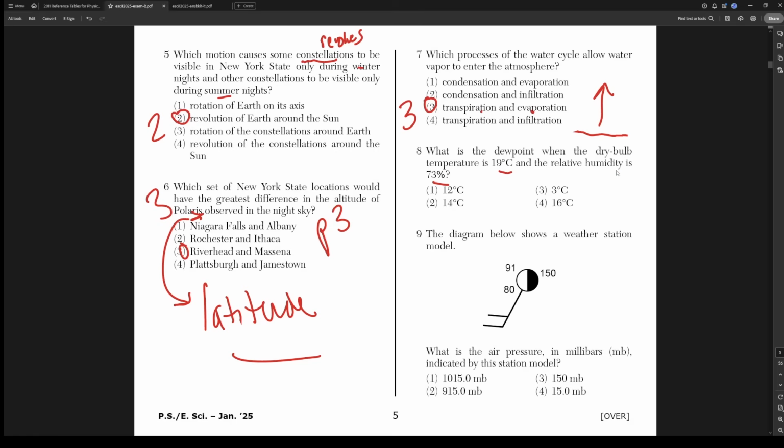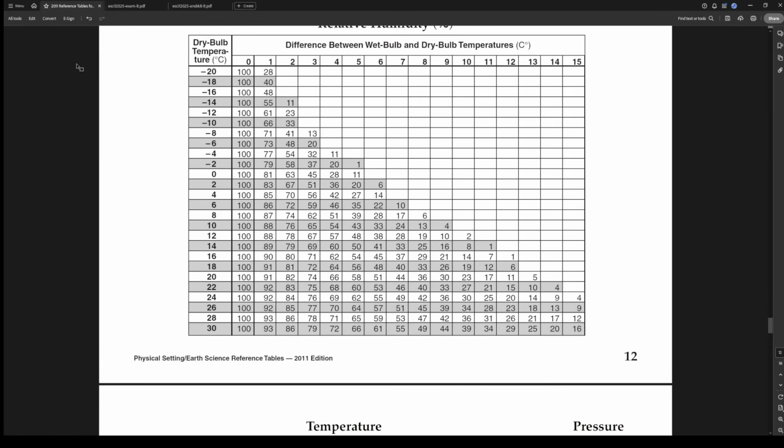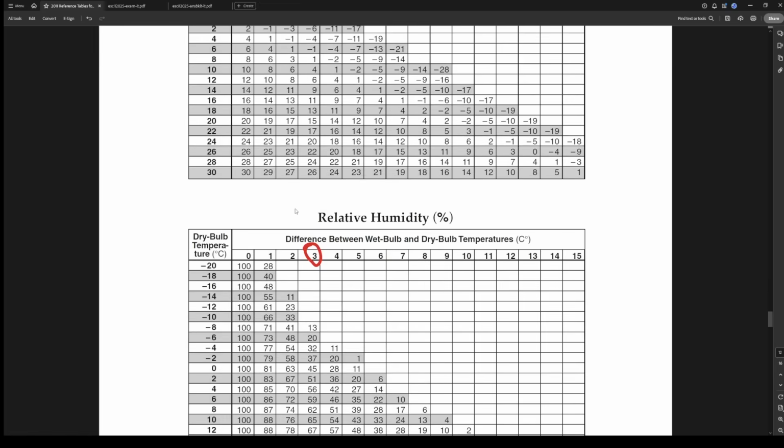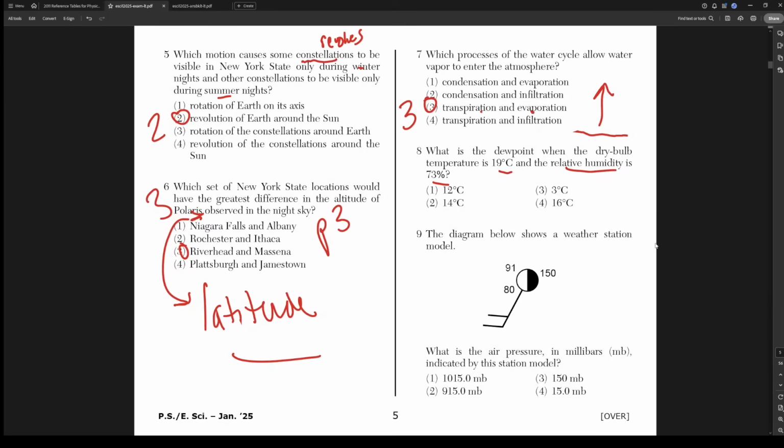So first we're going to use the relative humidity 73 with our dry bulb of 19. So go to 19, 73 on relative humidity. 19, oh, they did an odd number. So we're going to go in between here, and we got to find 73, which is going to be here, which means the difference is 3. So now we can go 19 and 3 on the dew point chart. 19 right here, 0, 1, 2, 3. So it's going to be 14 degrees Celsius, and then we hope it's the choice. And it is, so we get it.